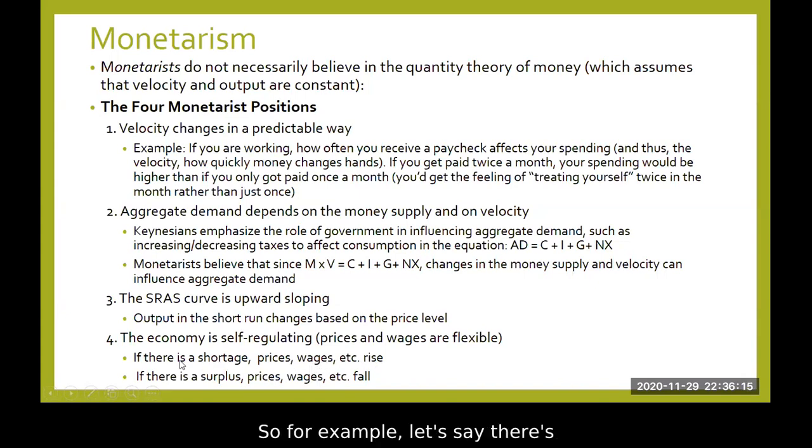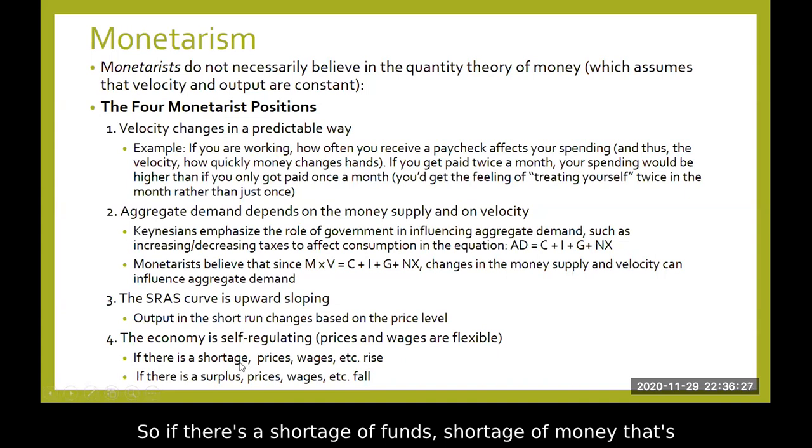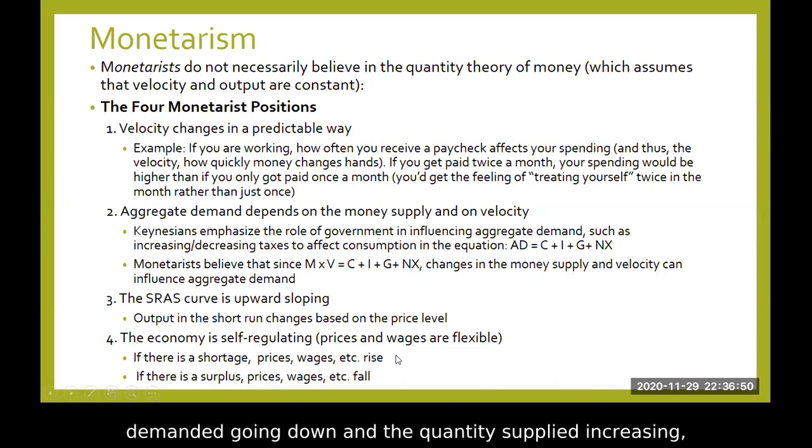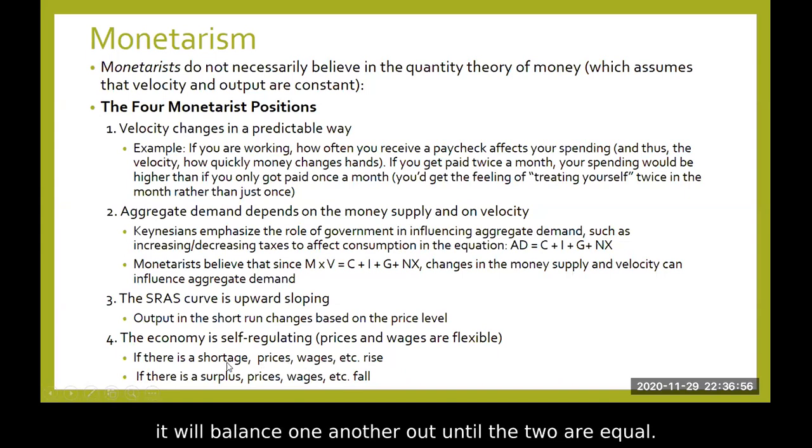So for example, let's say there's a shortage of funds in the loanable funds market. So you have more people who want to borrow than people have saved. So if there's a shortage of funds, shortage of money that's available for loans, the idea is that interest rates will go up to encourage more people to save. And then also with a higher interest rate, the demand for these loans would decrease. So in essence, with the shortage, if interest rates go up, both with the quantity demanded going down and the quantity supplied increasing, it will balance one another out until the two are equal.